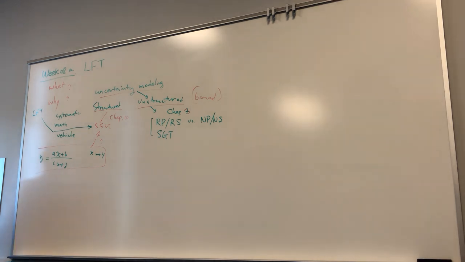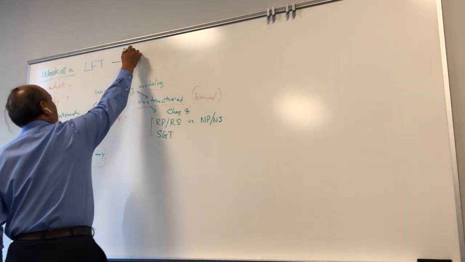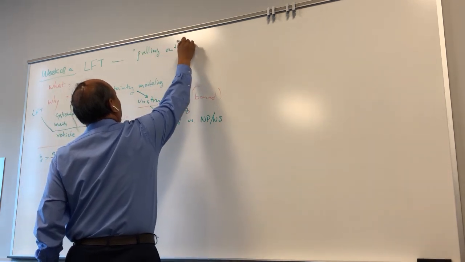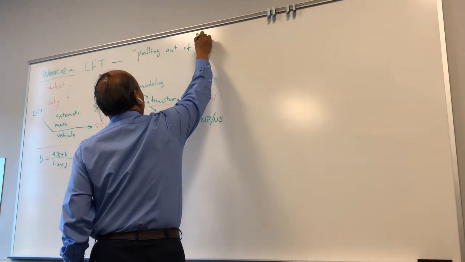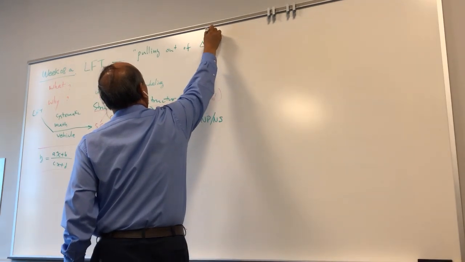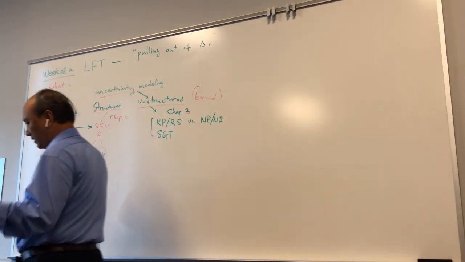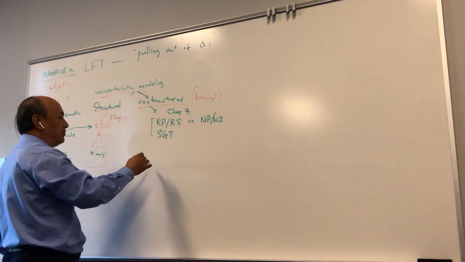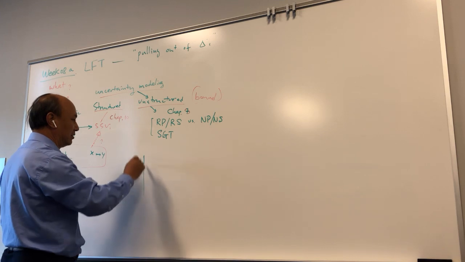So what we really need to know is the idea of pulling out the deltas. I have uncertainties in the system. I want to pull out those uncertainties and draw a line between certainty and uncertainty. That kind of concept is called the M-Delta description.